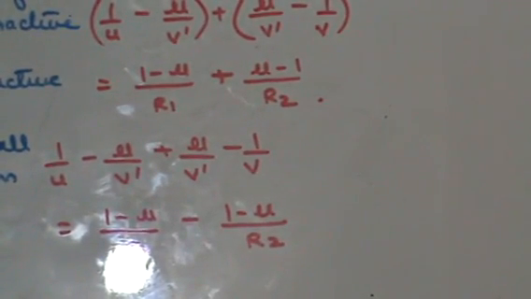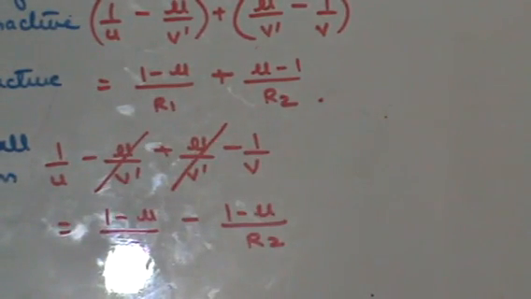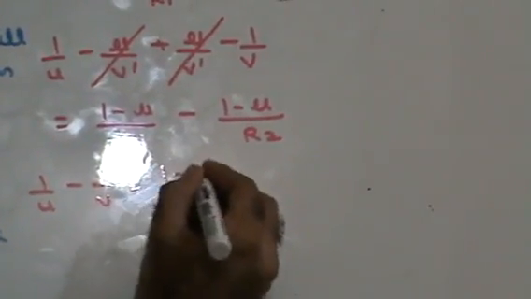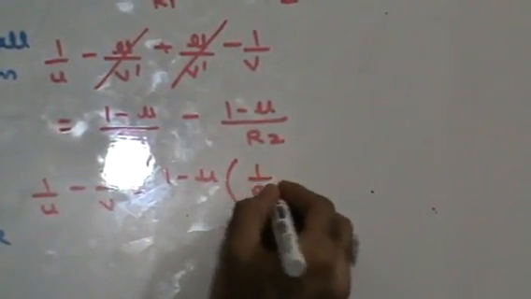Minus mu upon v bar and plus mu upon v bar gets cancelled. So I get 1 upon u minus 1 upon v, 1 minus mu common, 1 upon r1 minus 1 upon r2. Right? Do we get this thing here? Now, let's leave that there.